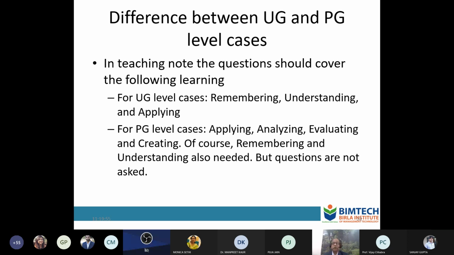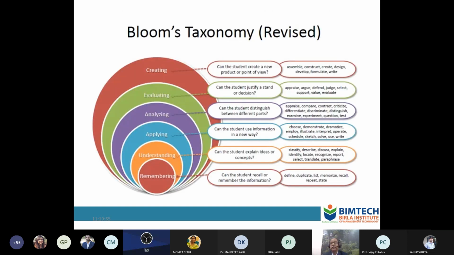For that, in this slide, on the right-hand side, those indicate the right kind of verbs to be used for framing such questions. For creating, use assemble, construct, create, design, that kind of thing. So this also distinguishes a case that can be taken up in MBA second year, in MBA first year, in BBA courses, or in executive education. This is where the difference comes in.